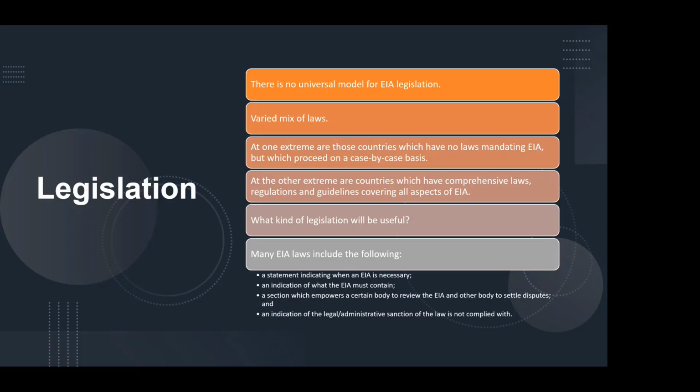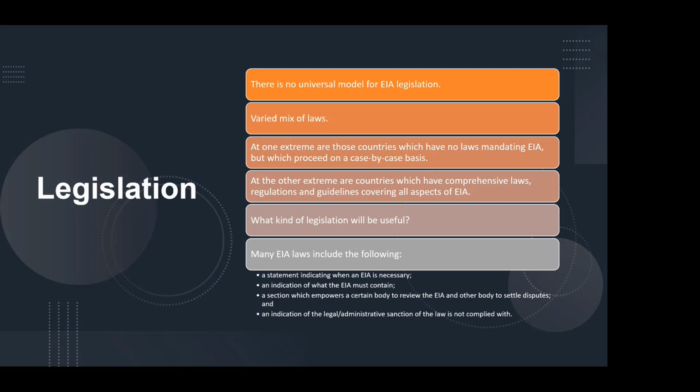Next part is about legislation. When it comes to legislation, the national policy and environmental machinery should work together to legalize those sets of instructions within the country. There is no universal specific model for EIA legislation, so it is a mix of different laws. At one extreme, there are countries with no laws mandating EIA, which proceed case by case. At the other extreme, there are countries with comprehensive laws, regulations, and guidelines which cover all aspects of EIA, and there are also many countries in between.